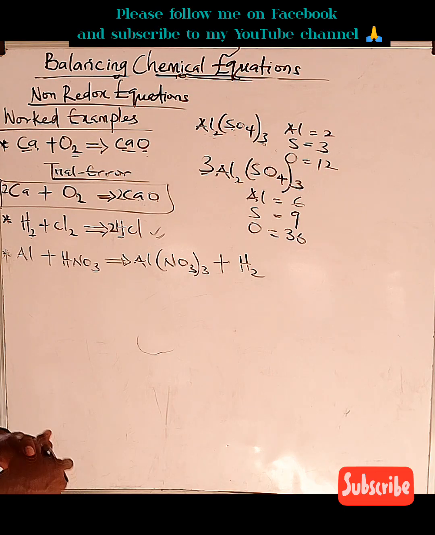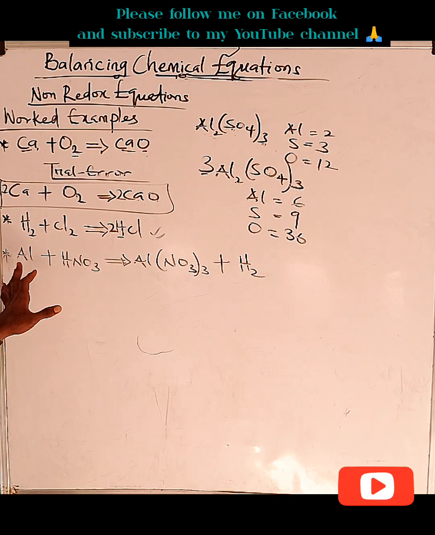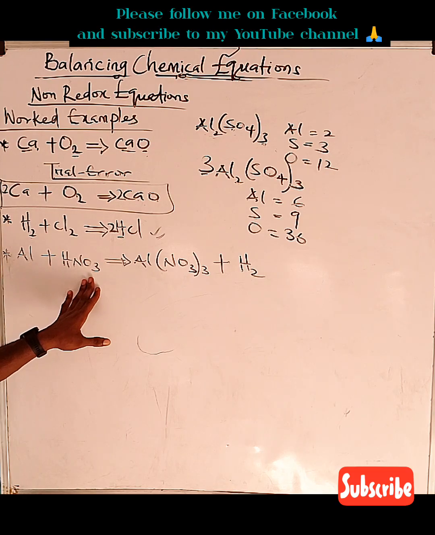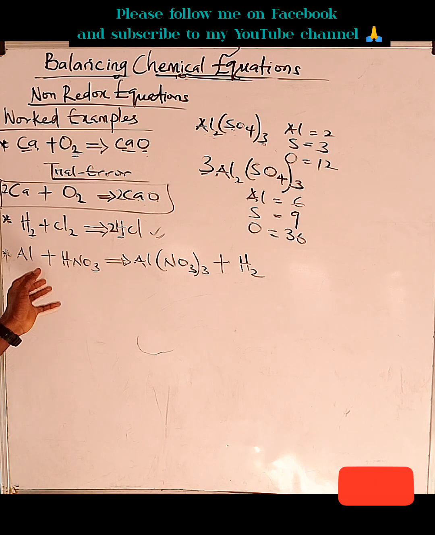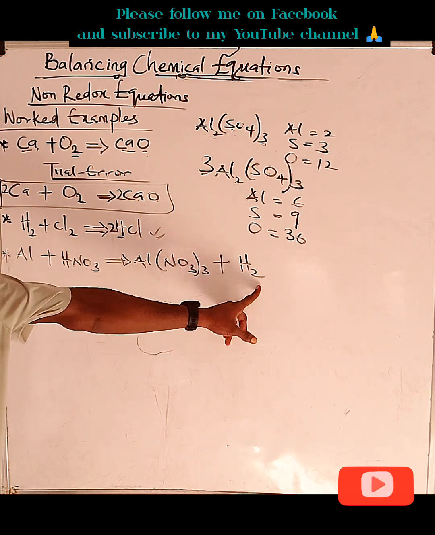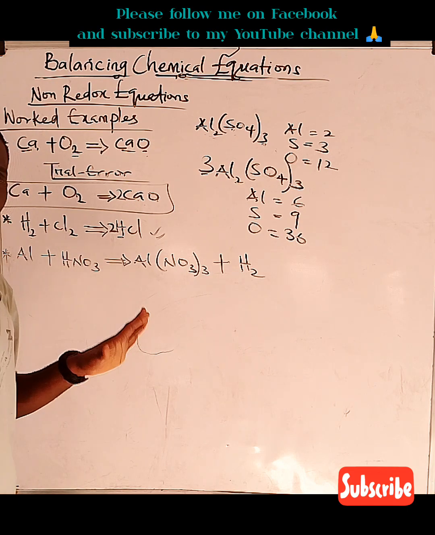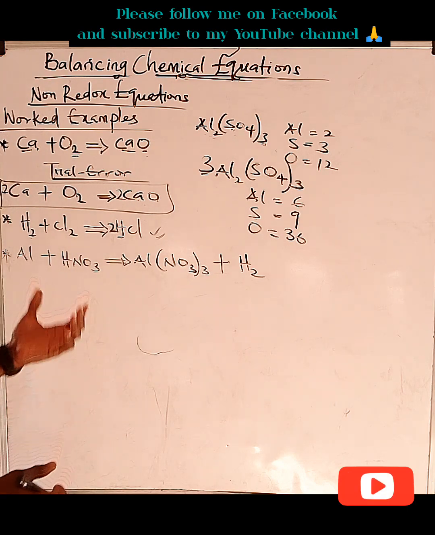Okay, guys, let's look at the third and final worked example in this lesson. So we have aluminium plus HNO3. That's hydrogen nitrate, this form of acid, both combining to give us aluminium nitrate plus H2. As you can see that. So now in this question, we're going to be using the algebraic method.